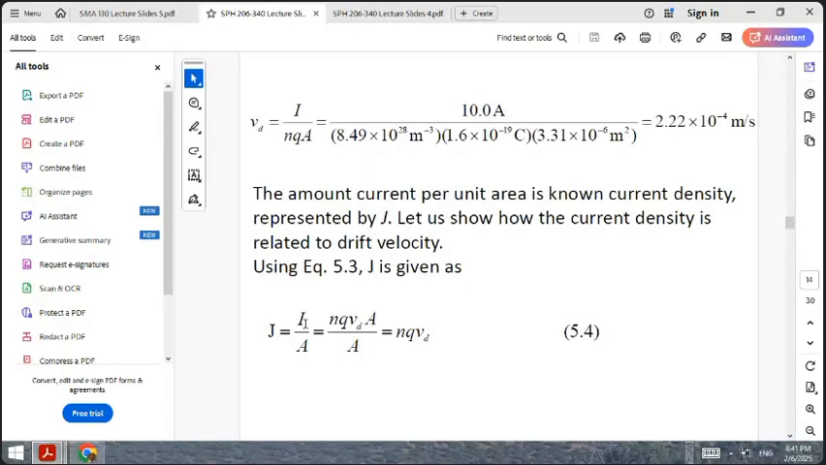Okay, so we have answered that question. The question was, what is the drift speed of the electrons, and that drift is quite small. It looks very small. That is what happens in the atomic world.